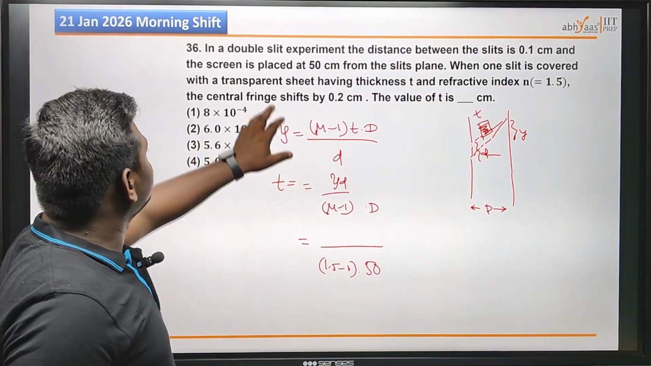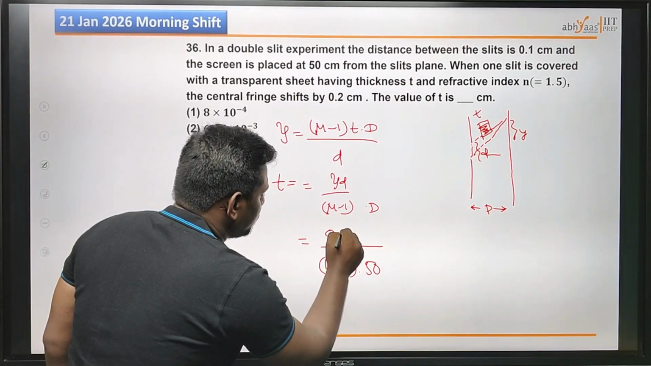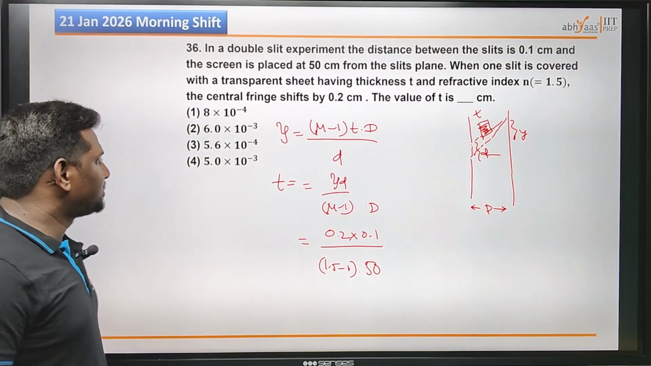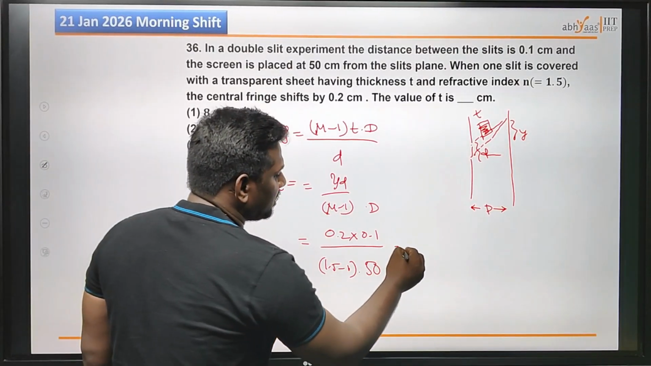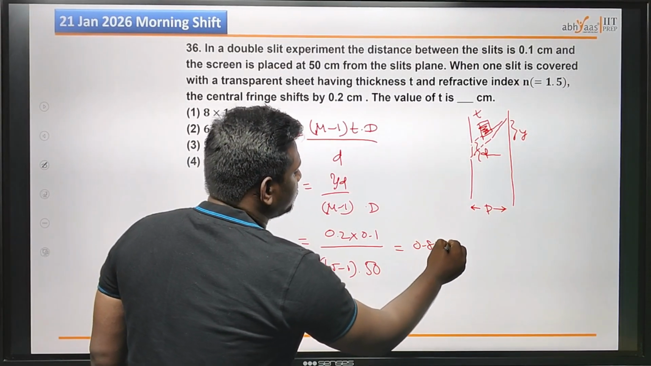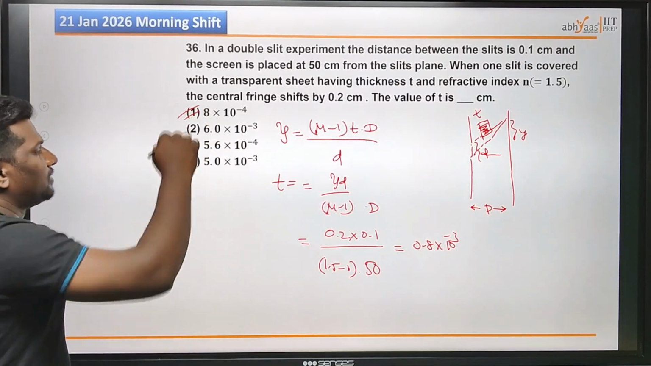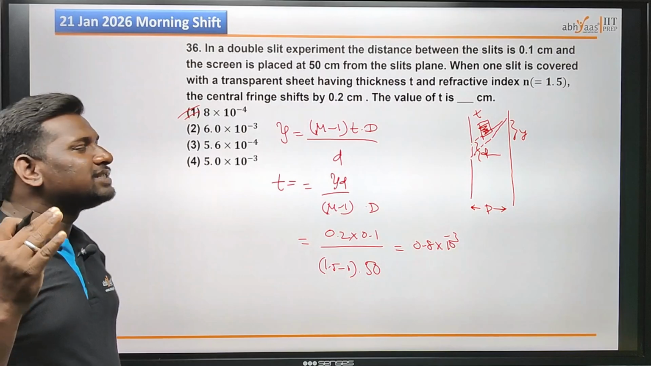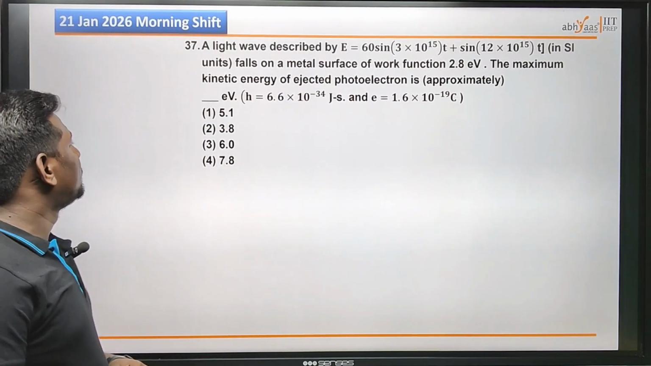And what is y? Slits they have given 0.2, that is y, and 0.1, that is the slits distance. If you cancel out this one, you are getting 0.8 into 10 to the power of minus 3. If you simplify, you will get the right answer 1.8 into 10 to the power minus 4. So see here, next question.